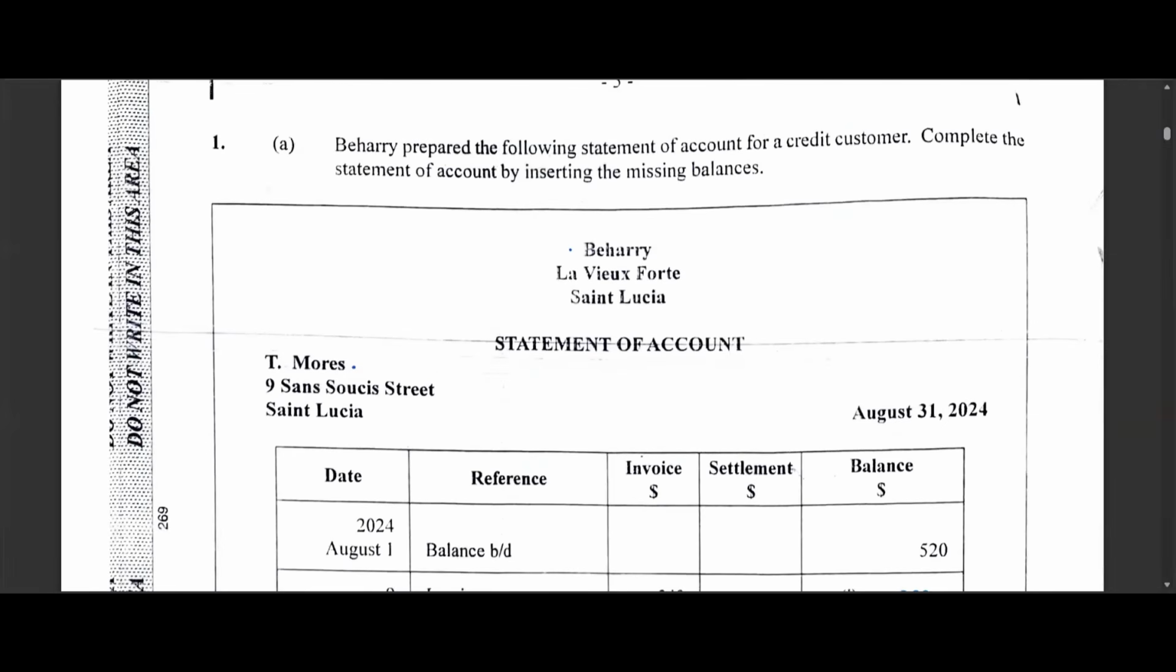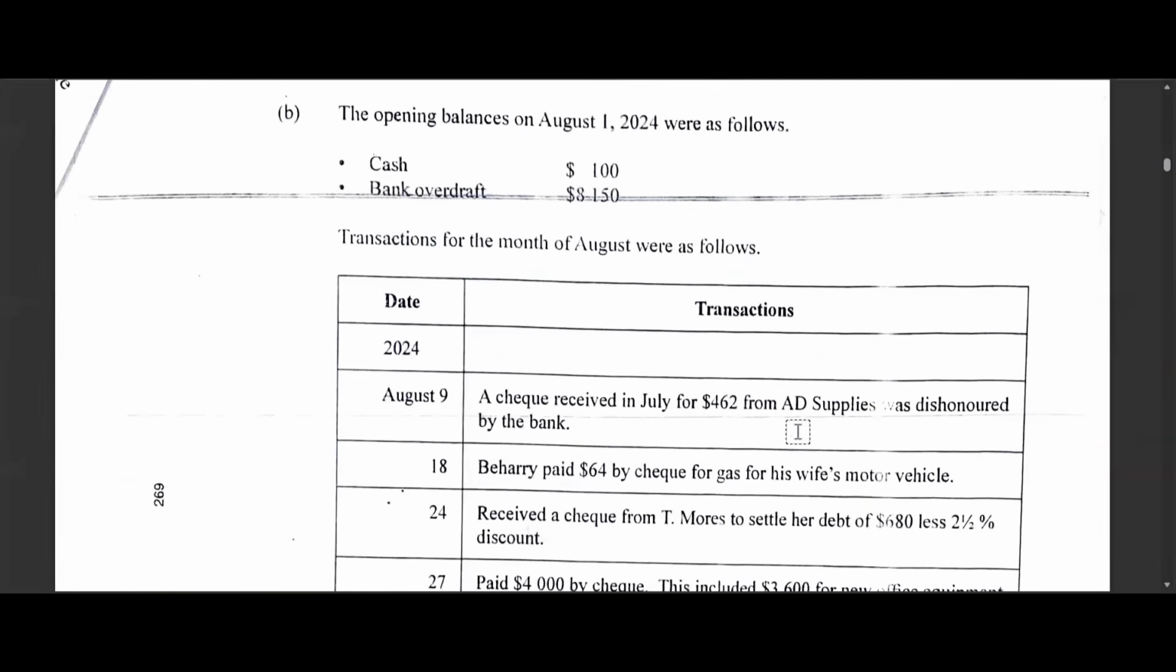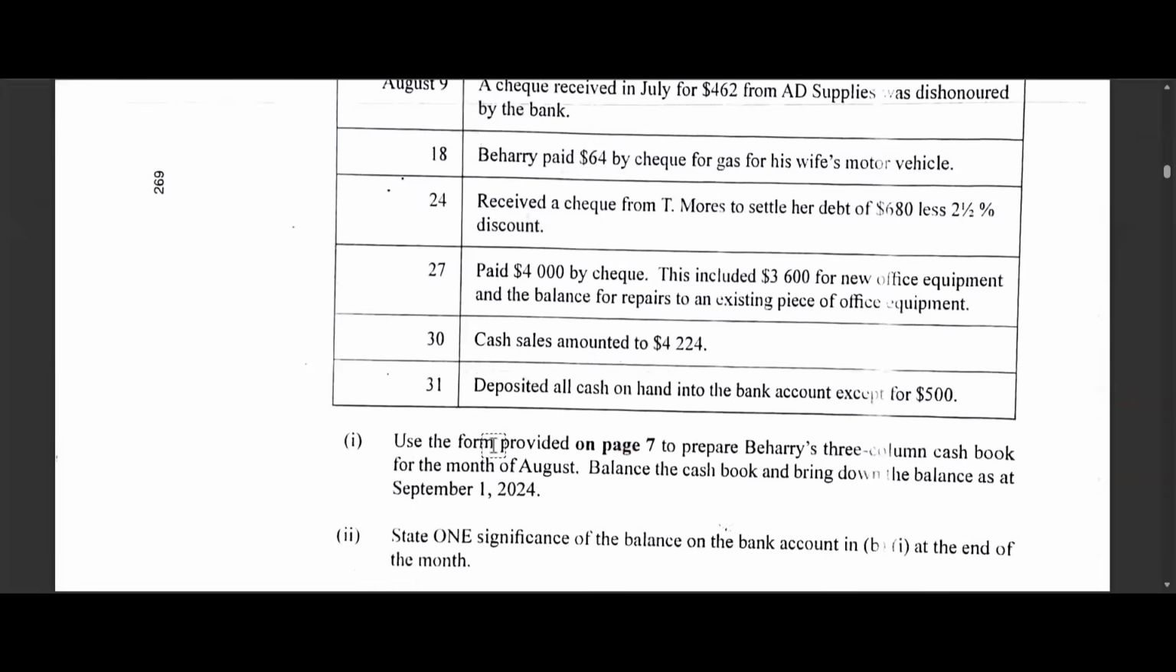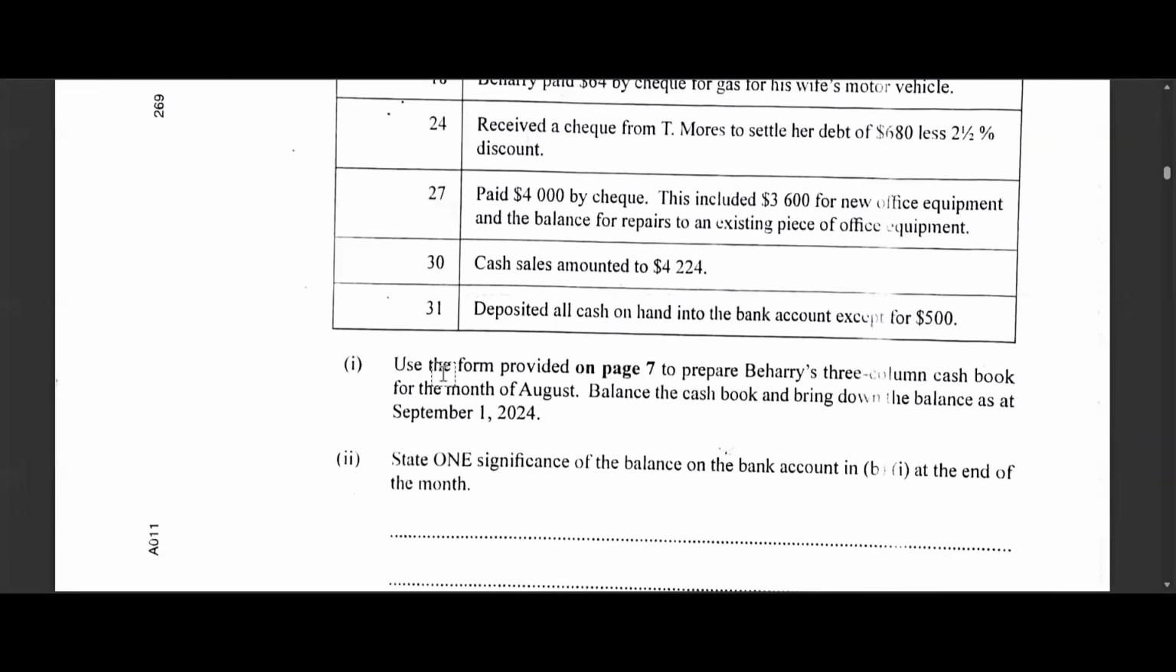Alright, let's move down to number 2, or part B, I should say. So part B for question 1, they gave us some details here. Opening balances were as follows: cash and bank overdraft. Transactions for the month of August were as follows. We have our transactions listed from August 9th to 31st, and the question asks us to use the form provided on page 7 to prepare Bihari's 3-column cash book for the month of August. Balance the cash book and bring down the balances as of September 1st, 2024.